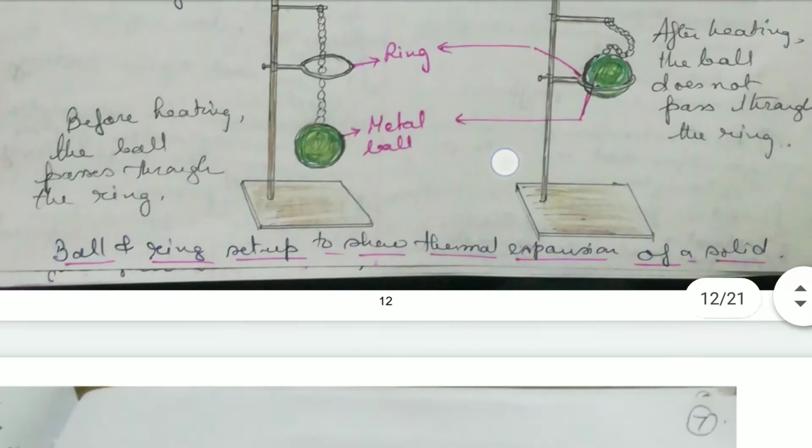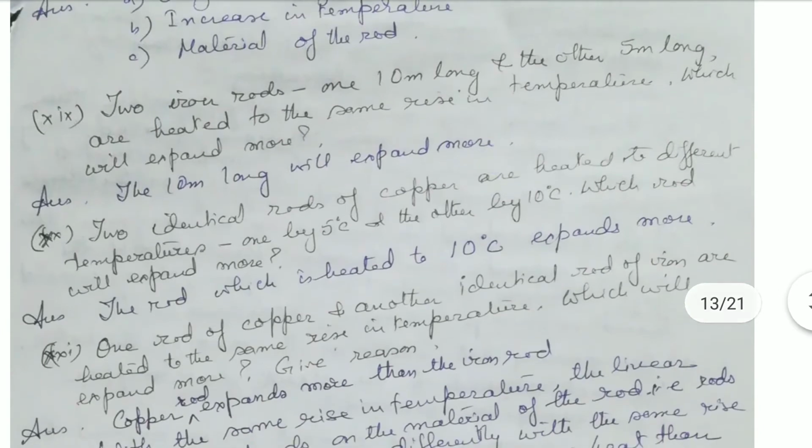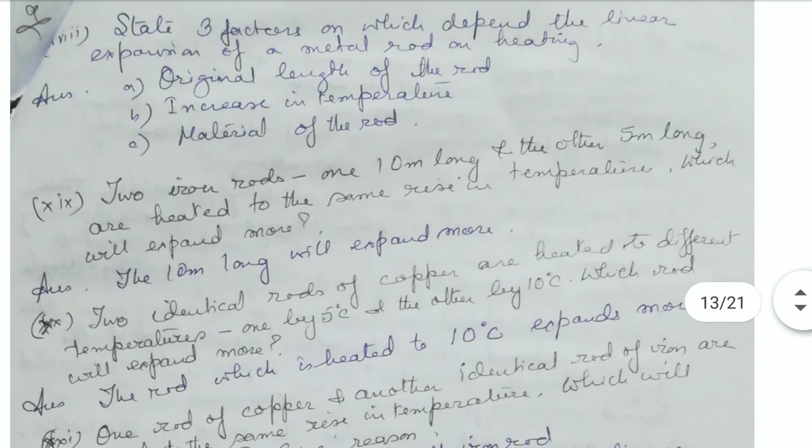Next, state three factors on which the linear expansion of a metal rod on heating depends: original length of the rod, increase in temperature, and material of the rod. Now, two iron rods, one 10 meters long and the other 5 meters long, are heated to the same rise in temperature. Which will expand more? The 10-meter-long rod will expand more, because linear expansion depends on the original length of the rod.